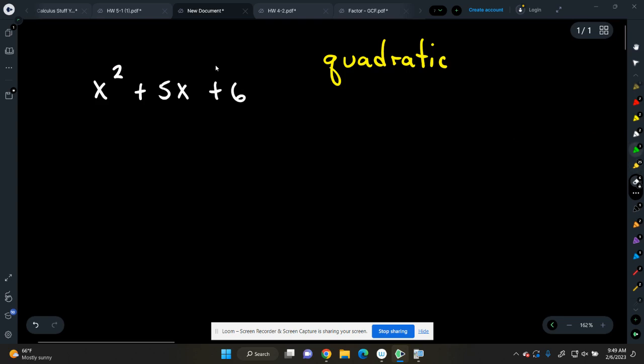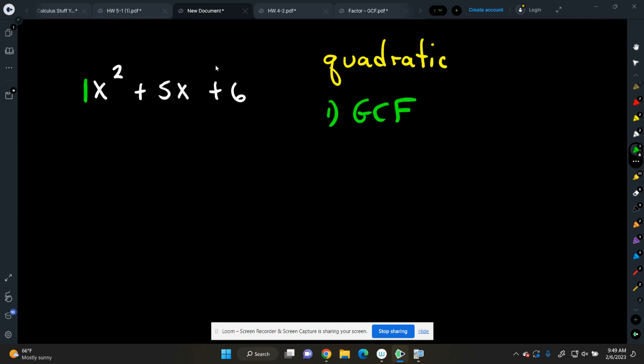Before we factor it, we want this to be a 1. The first thing that we do is look to see if there are any greatest common factors. So if I look at that, is there anything I can factor out of that? No. Just a 1, and that doesn't really change anything, right? So we're good with that.